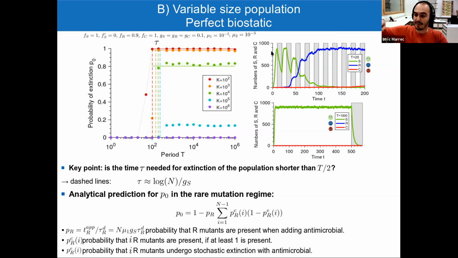So you have a drift over multiple periods, and then at a moment a mutant appears and fixes in the population. Okay, and now if I take a look at this regime, as you can see here, the phase with drugs is long enough to drive the population to extinction. So the key point to distinguish both regimes is the time needed for extinction of the population.